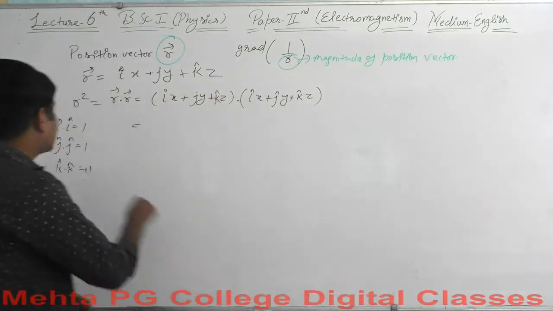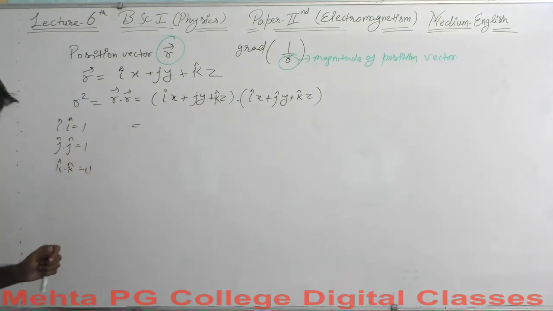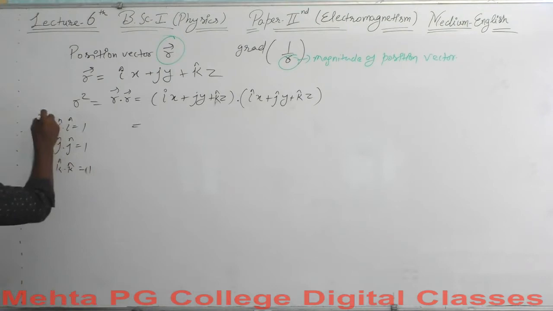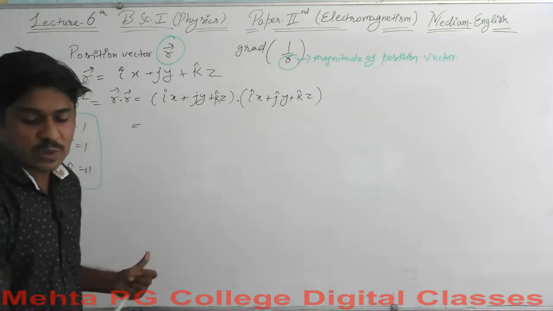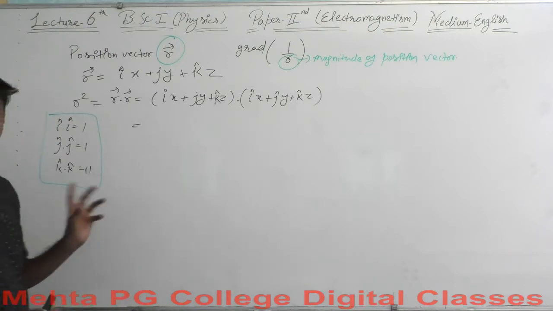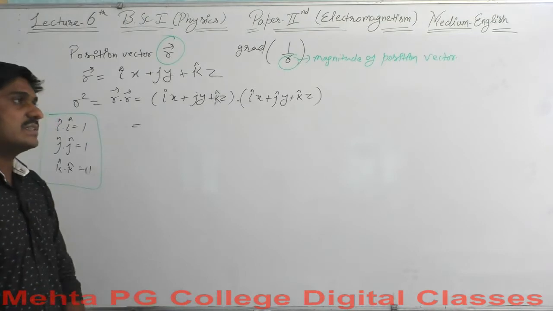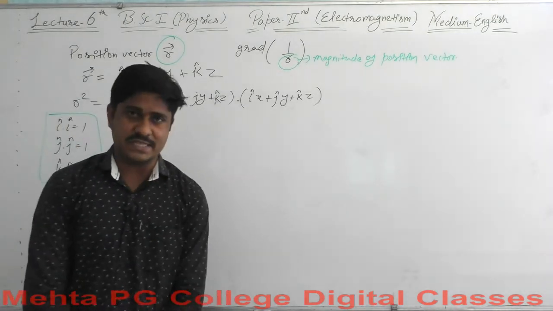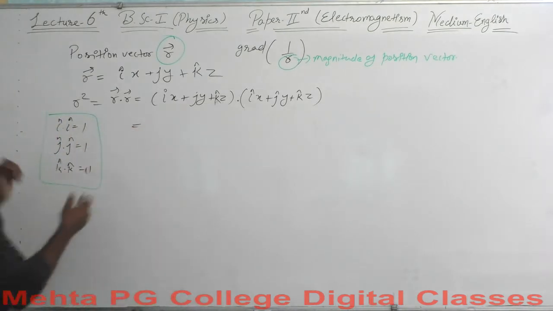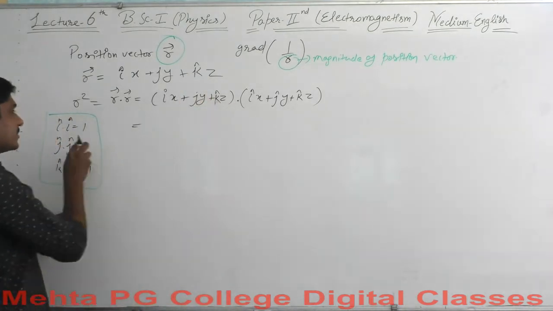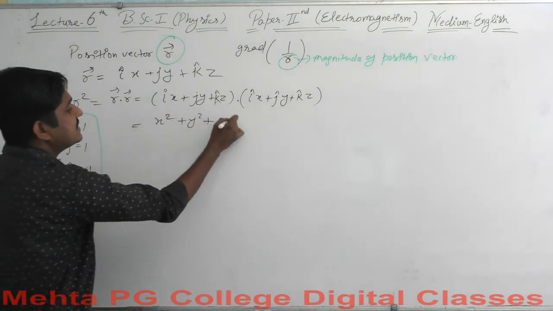So the value exists for i cap dot i cap, j cap dot j cap, and k cap dot k cap. This is pretty important, and you are supposed to know this from your previous class, 12th mathematics, but it is discussed in 11th physics for vector calculus. So i cap dot i cap will be equal to 1, and what it will be? x square plus y square plus z square.